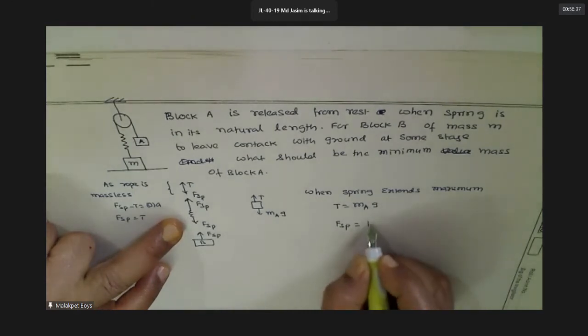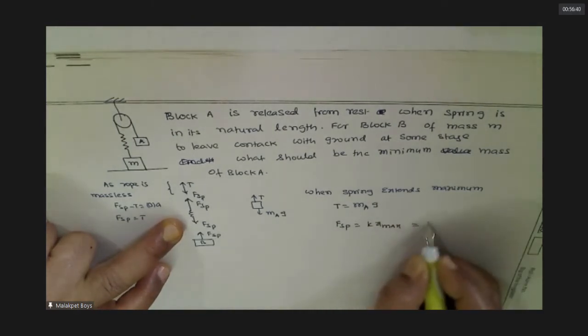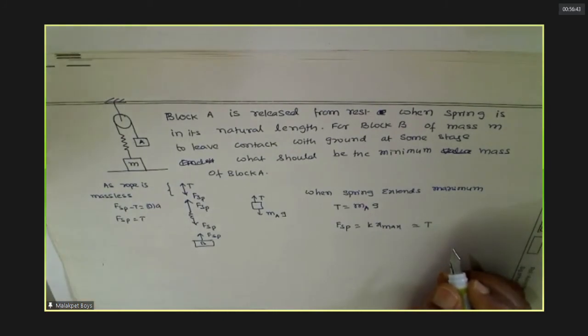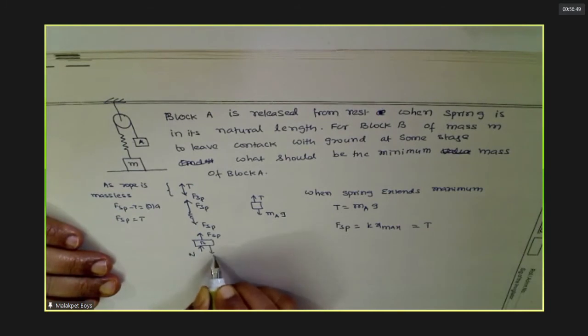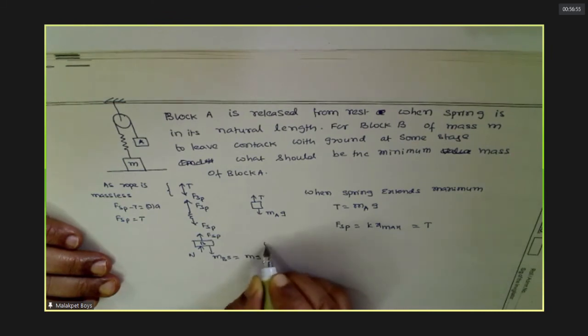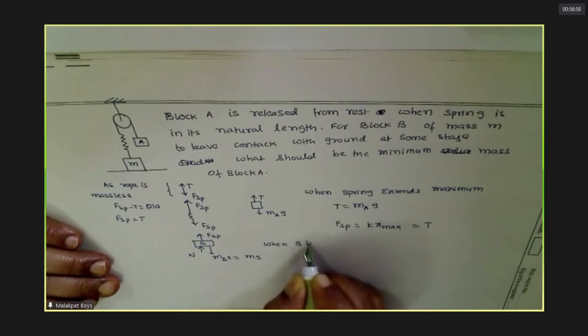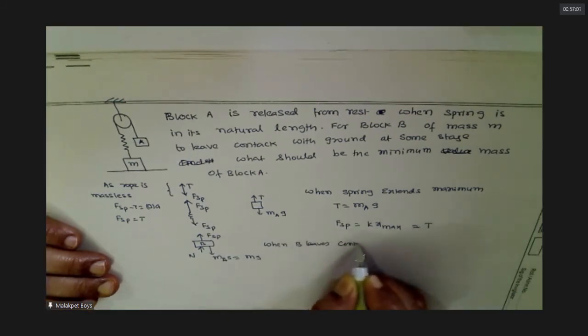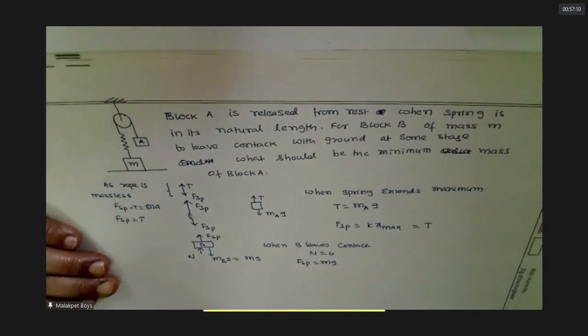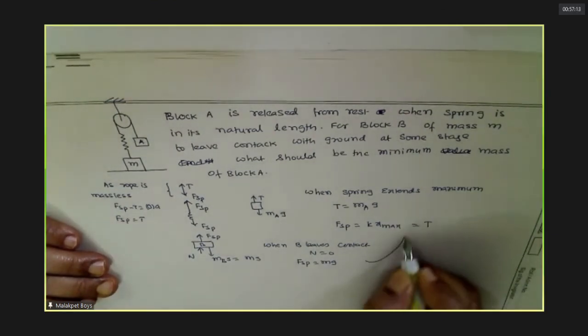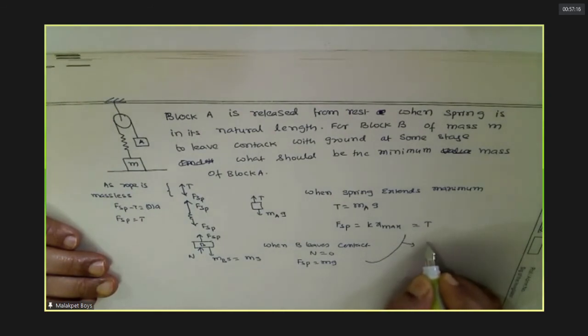At this P is equal to T, no? And what are the other forces on this? Normal reaction. This is m_B g. Now when block B leaves, what will be zero? Normal reaction is zero. So what you will have? At this P is equal to m_A g. Agreed? Agreed, sir. So from these two, you have spring force is m g equals k x max.